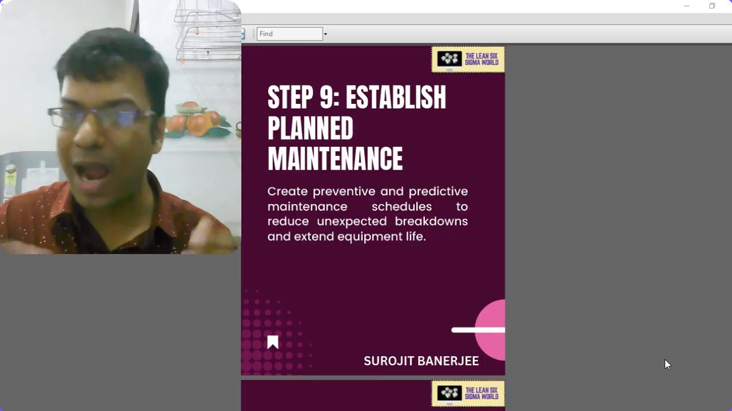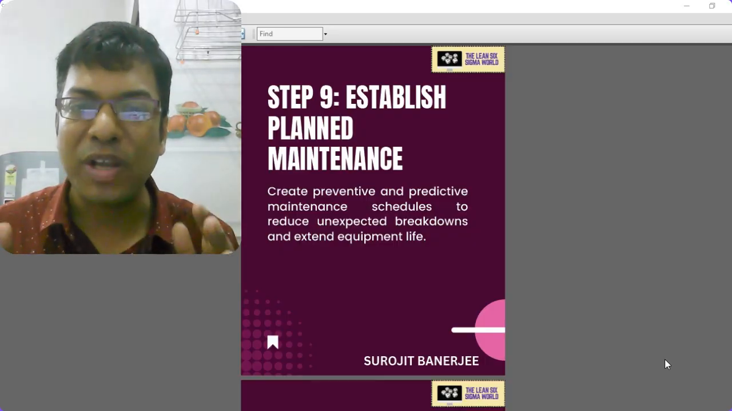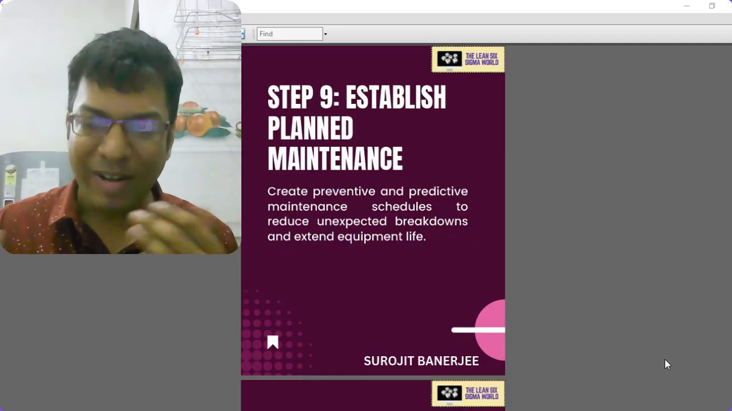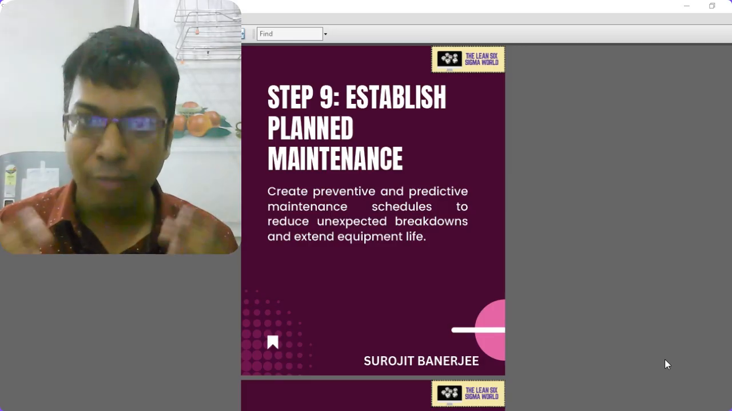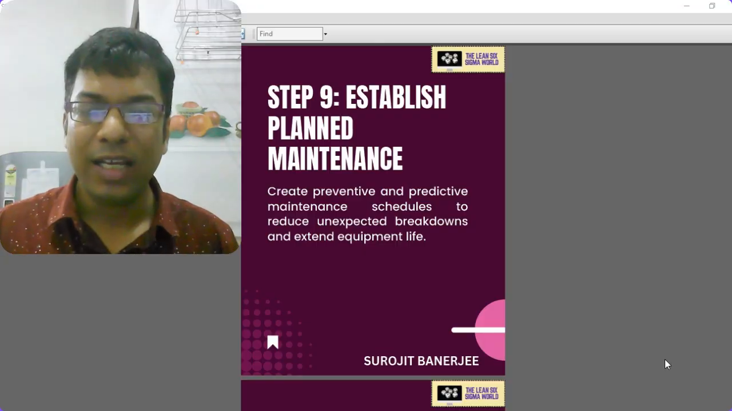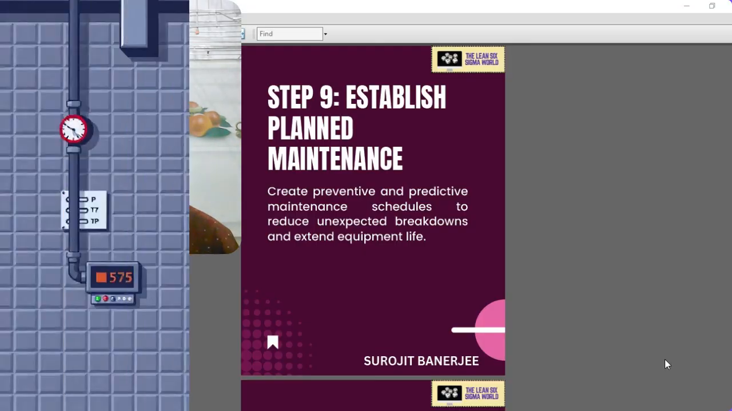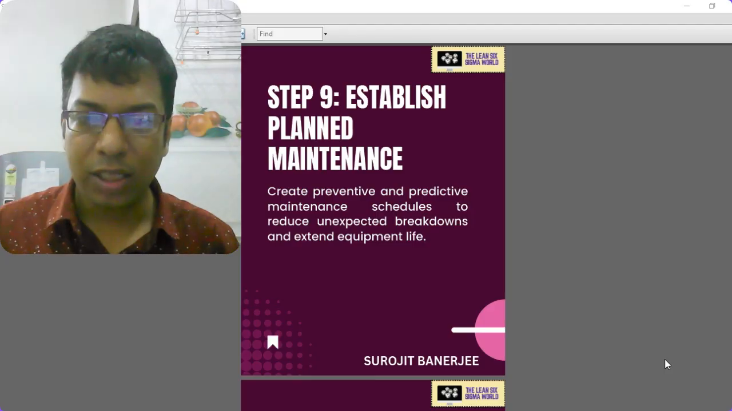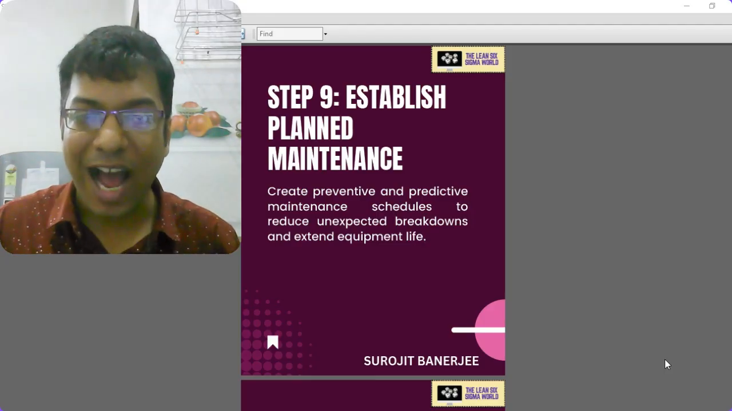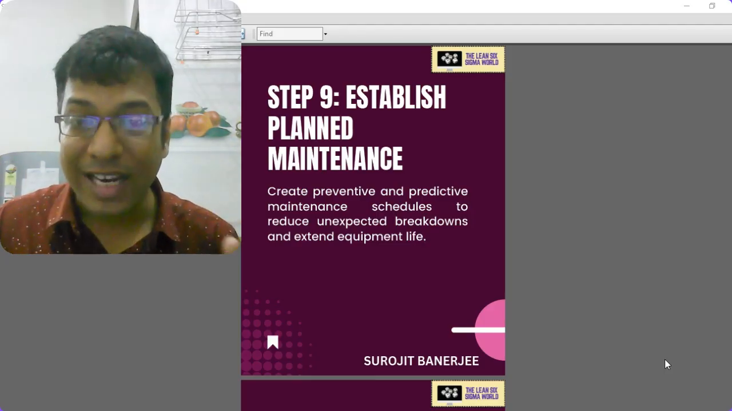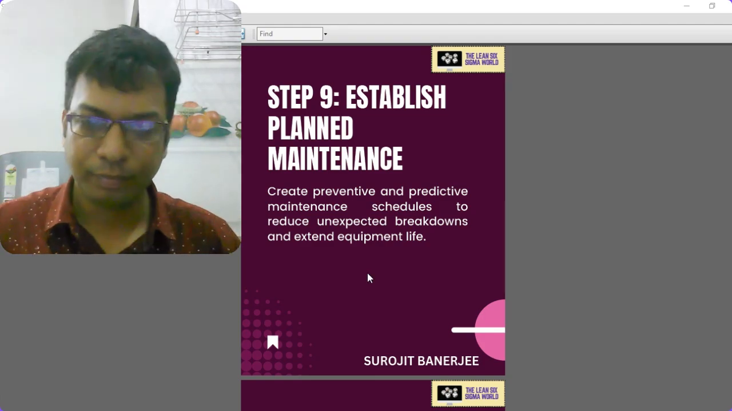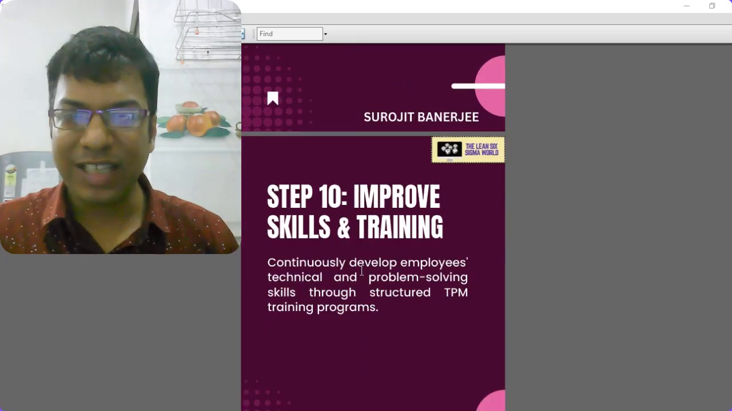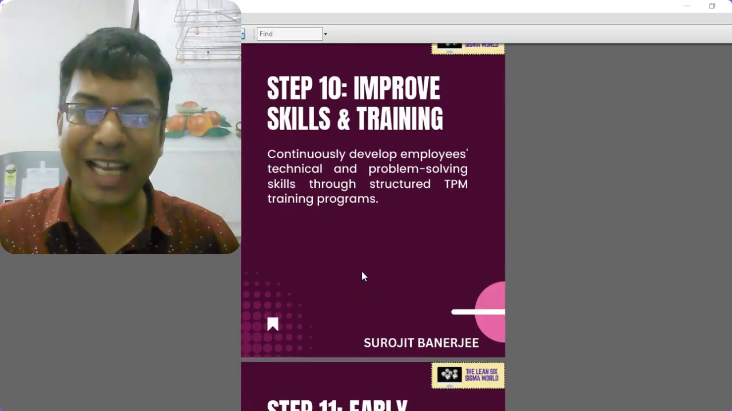Now I'm moving into step number 9, establish planned maintenance. Planned maintenance is required because you need to give some break to the machines. Seven days, ten days, fifteen days, some break is required, so that you can do some maintenance and make the machines like new again, so that they become highly productive. So create the planned maintenance schedule so that you can avoid unexpected breakdowns and increase the equipment life.